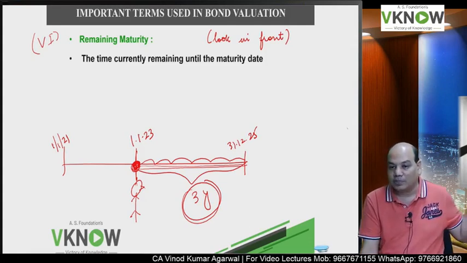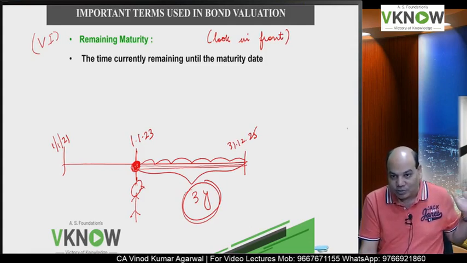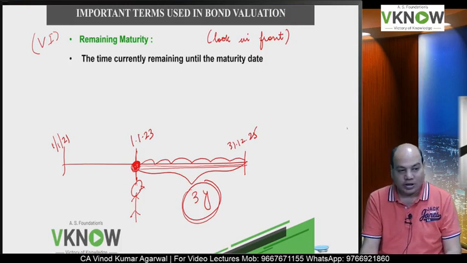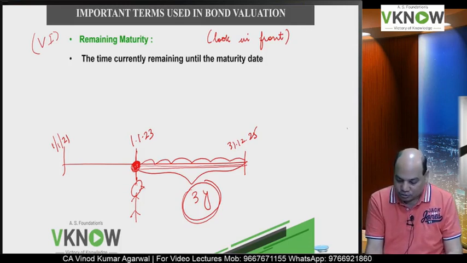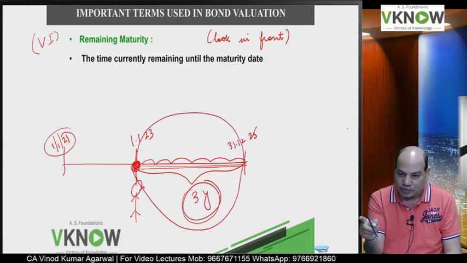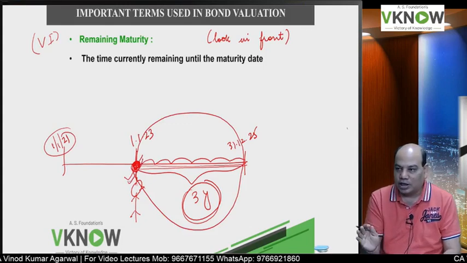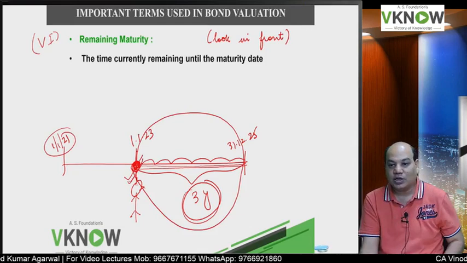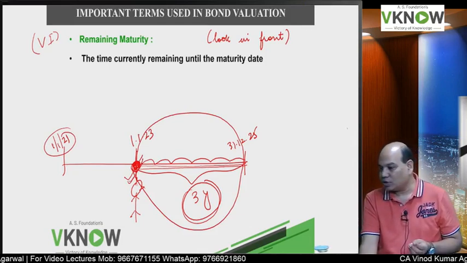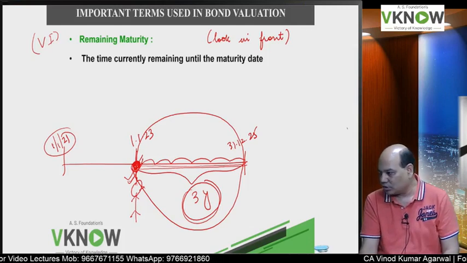Because whatever has happened, whatever cash flow has been given, that will not affect the value of the bond now. Is it right? So the current time currently remaining until the maturity date. So this is the example. The bond was issued on 1st January 21, but if I am paying for the bond on 1st January 23, I will look at what are the cash flows which are remaining now. So 3 years are remaining and whatever cash flow you will get in 3 years, those will be considered in your calculations. Is it right?